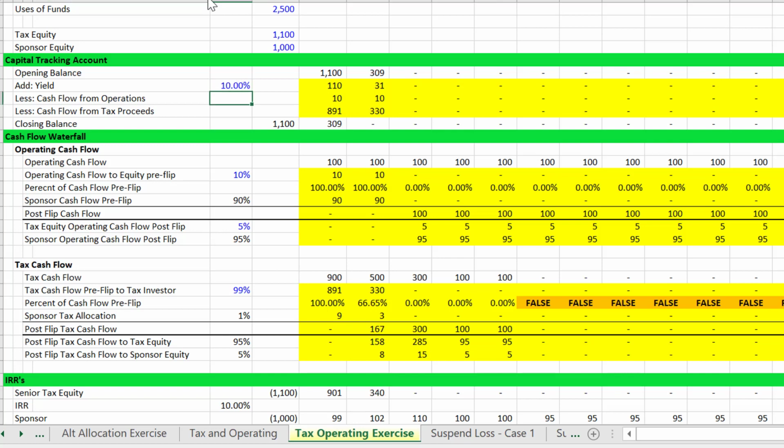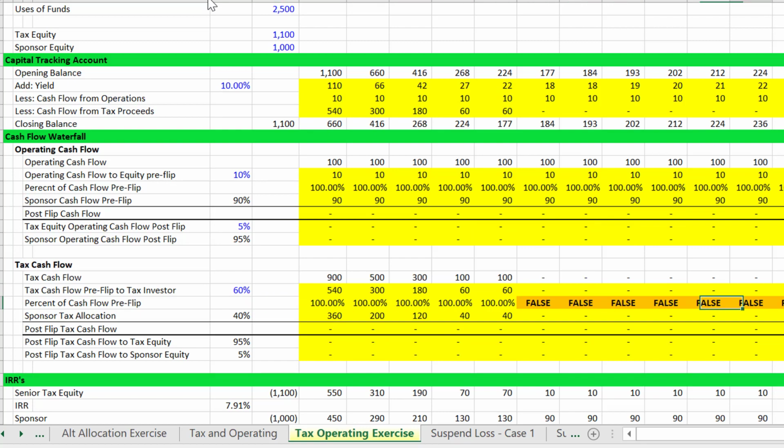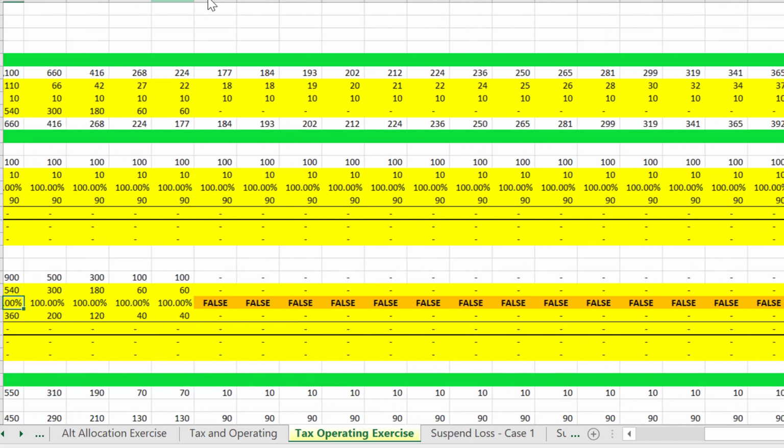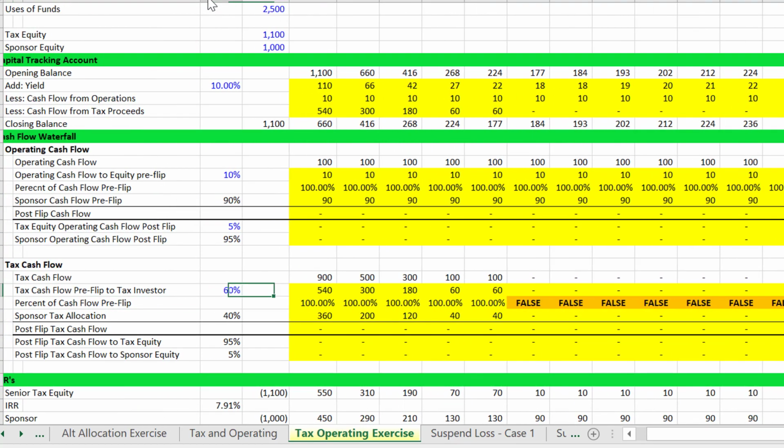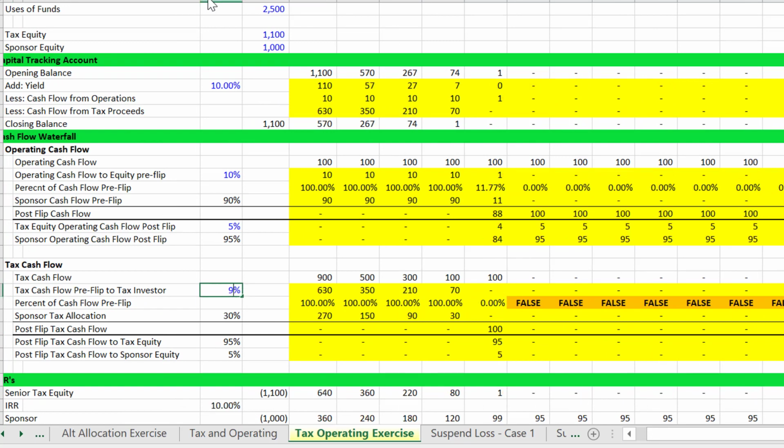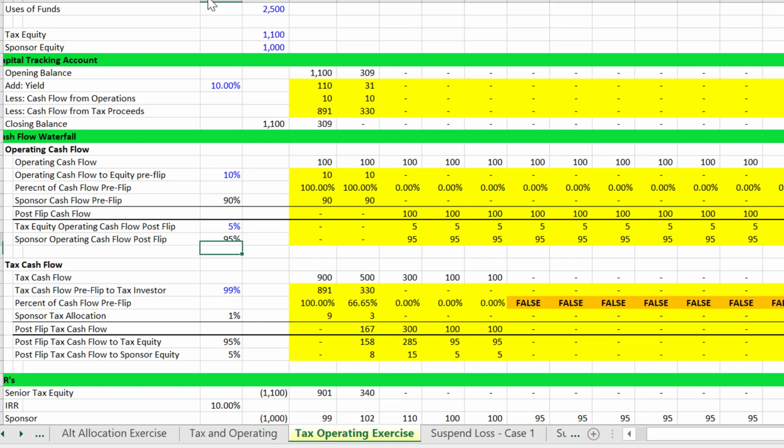Let's stop that. Okay, if this was only 60%, then it never flips around. So you can kind of see just how it works. And that's the first step. If it's 70%, it flips around. If it's our 99%, it flips at a different rate.